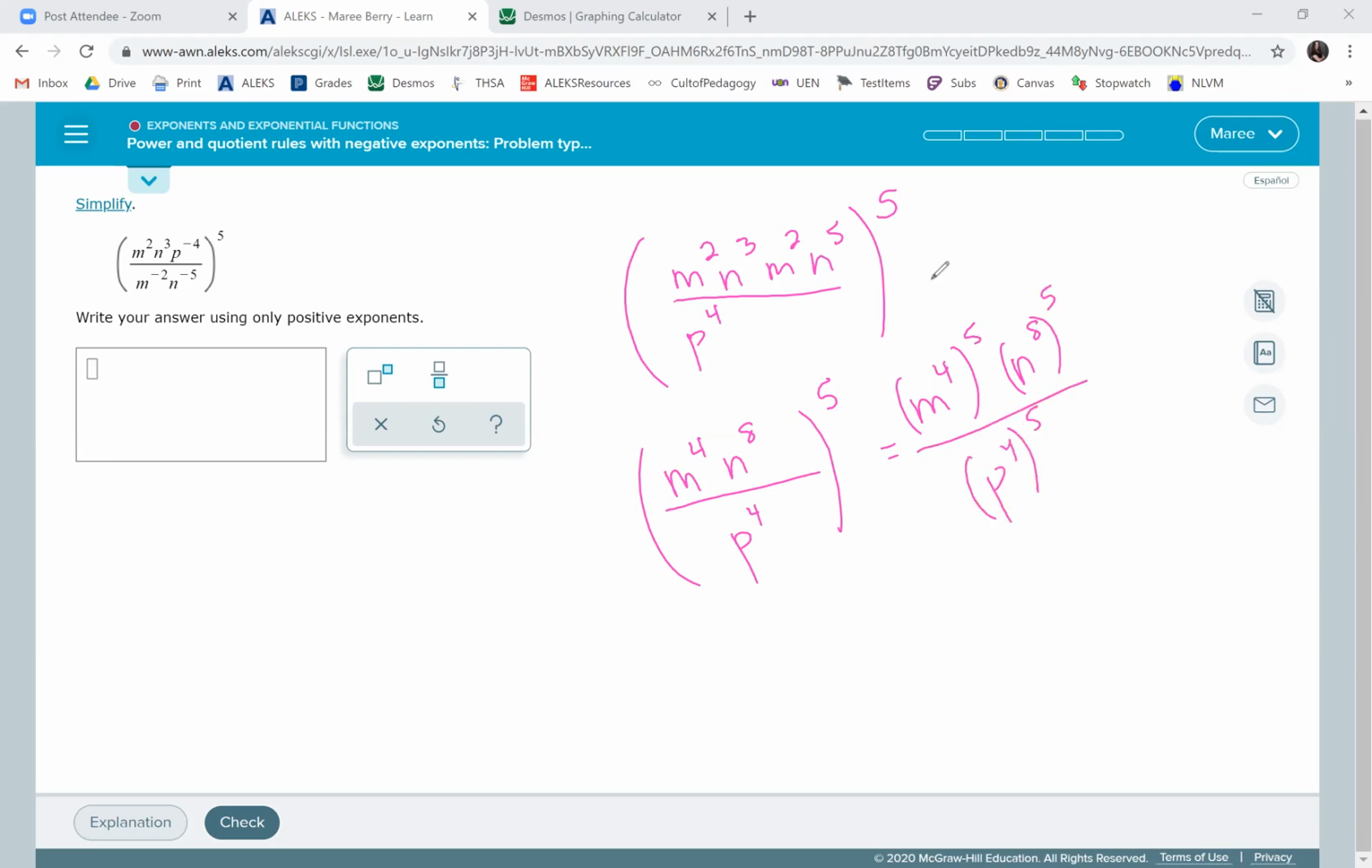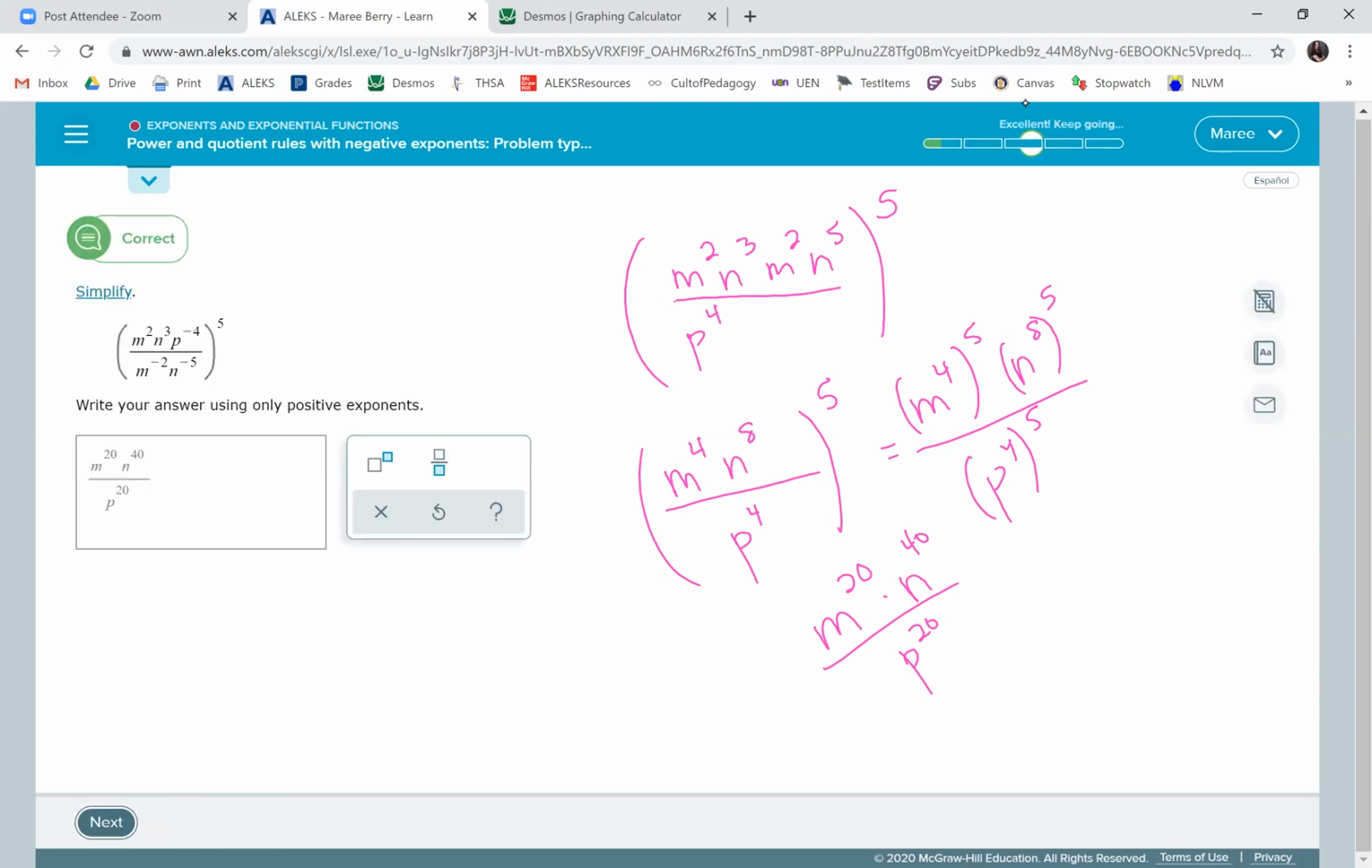So we have m to the 20th times n to the 40th divided by p to the 20th. And that's going to be the final answer. So we have m to the 20th, n to the 40th, divided by p to the 20th. And we go on to the next one.